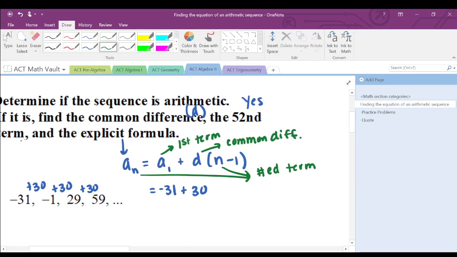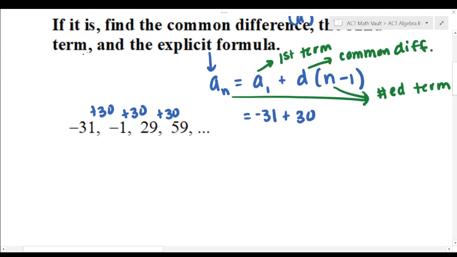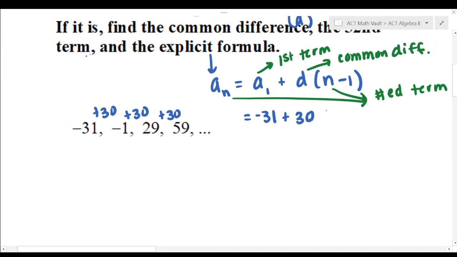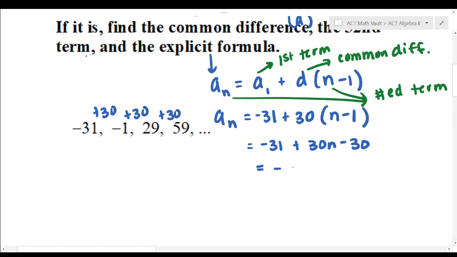But let's go back to where I was here. So negative 31 plus 30 times something is going to be whatever term we're looking for. So let's keep an n in there because it's like a variable. Okay, so that is the explicit formula. However, I could also simplify. Negative 31 plus, this is 30n minus 30. That simplifies down to negative 61 plus 30n, and that's equal to this a sub n.